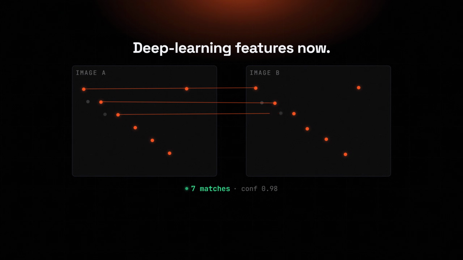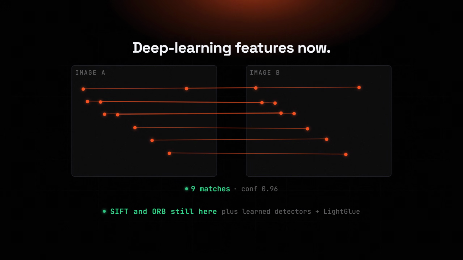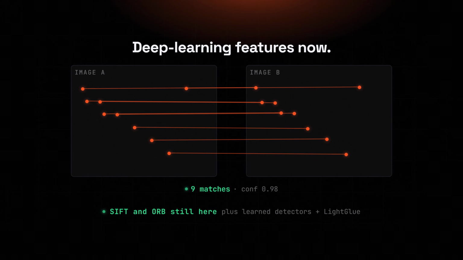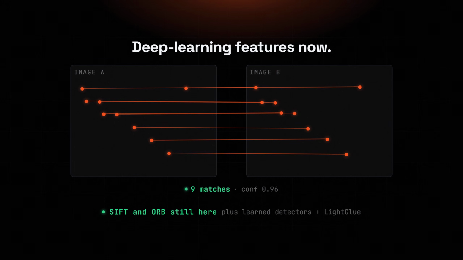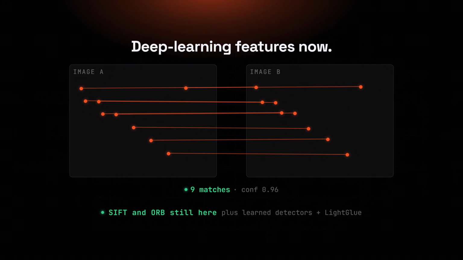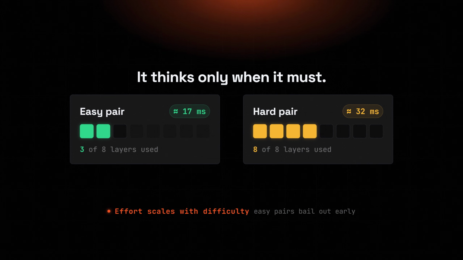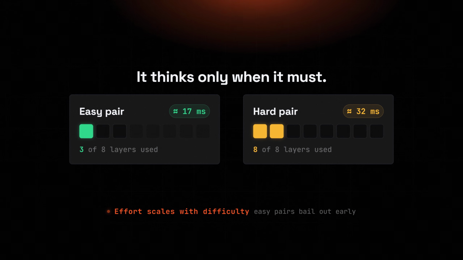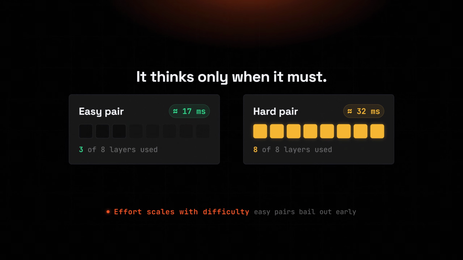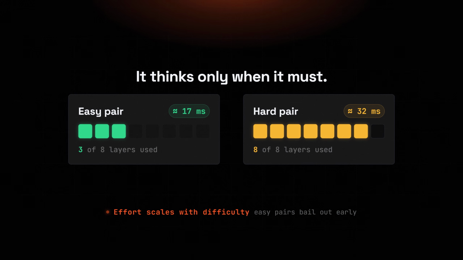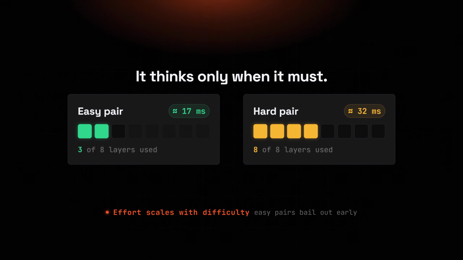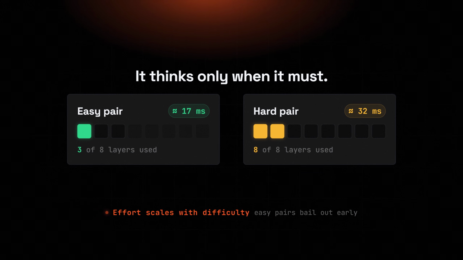The features module got the biggest glow up. Alongside the classics like SIFT and ORB, it now ships deep learning detectors, ALIKE and DISK, and LightGlue, an attention-based matcher that lines up 2 images with confidence scores. And LightGlue is clever about it. On an easy image pair, it bails out after 3 layers in about 17 milliseconds. On a hard one, it thinks longer, going 8 layers deep. It spends effort only where the scene is actually difficult.